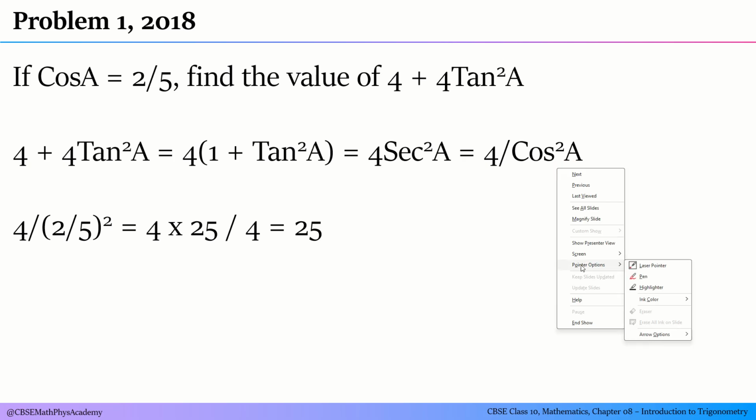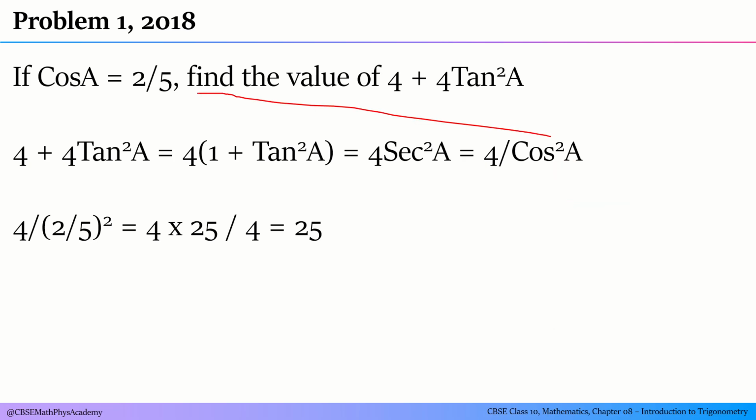You have been given the value of cos A here, so you are going to substitute here. So 4 by (2 by 5) the whole square. Now solving it, this becomes inverse. 25 goes up. We have this 4 here, this 5 square, 25 here, and this 2 square, 4 here. Upon simplification, you have the answer 25.